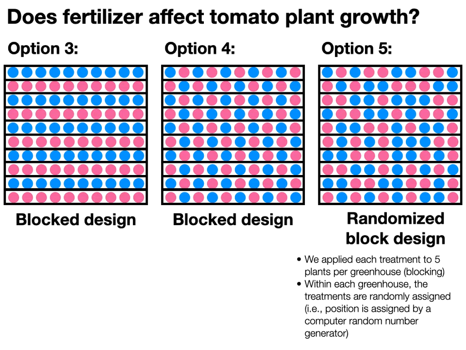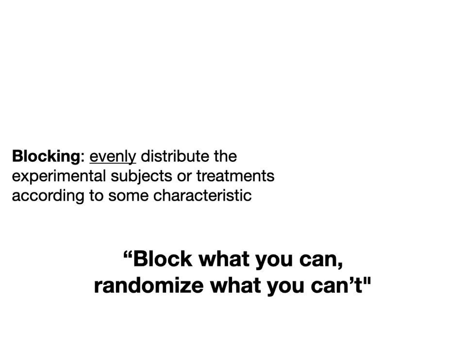And so we get this pattern where, again, still we've got 5 of each per greenhouse, but we've got random assignment. So we've got decisions to make. Blocking just means evenly distributing the experimental subjects or treatments according to some characteristic. And there's a saying about experiments: you should block what you can and you should randomize what you can't.